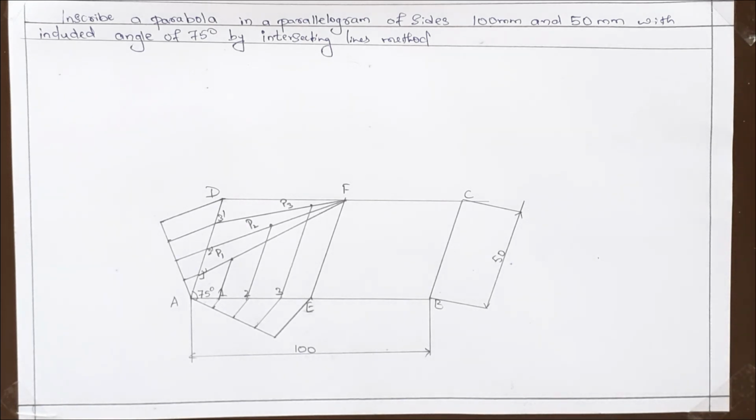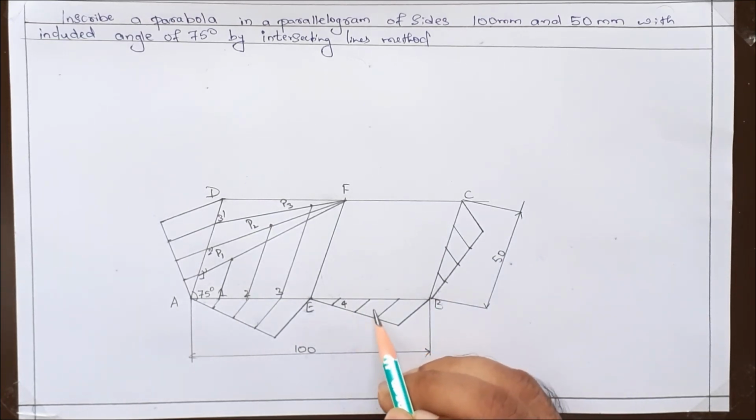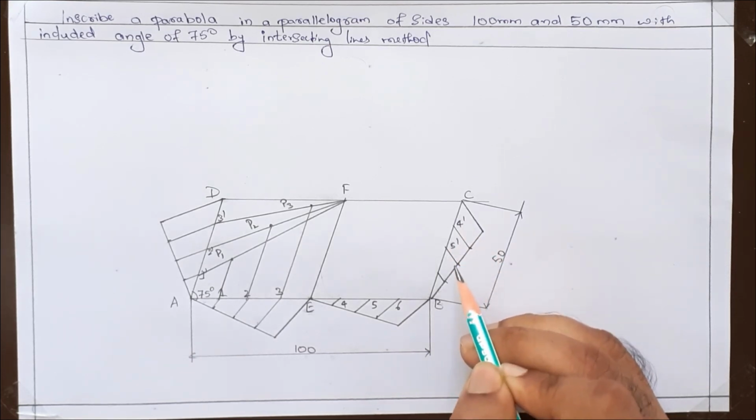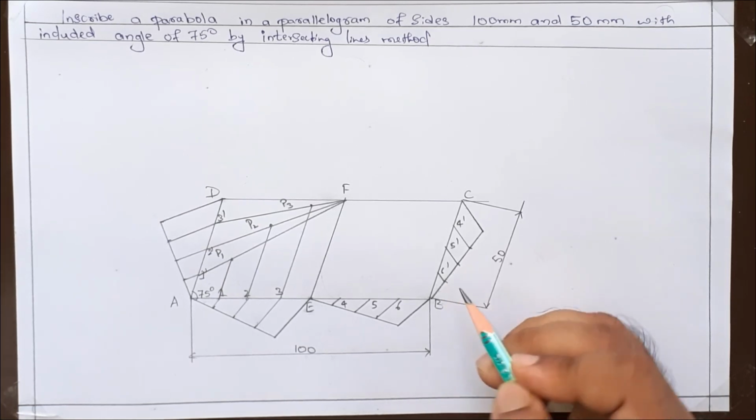Similarly, we have to obtain 3 more points across this plane. So, we have to do the same step, that is, we have to divide the lines EB and BC into 4 equal parts, similarly as we have divided the line AE. Now, let us name these points as 4, 5, 6 and 4 dash, 5 dash and 6 dash respectively.